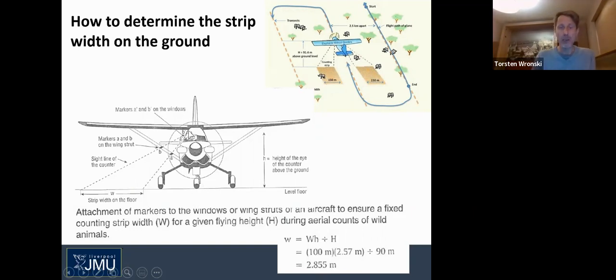So the observer will sit in the plane, looking at the ground when being still on the ground, and a second person will fix the streamers in a way that they cover exactly a strip width of 2.85 meters on the ground while the plane is standing. Now we know that if we fix our streamers on the struts accordingly or on the window, and we fly at a height of 90 meters, we will have exactly a strip width of 100 meters to both sides.